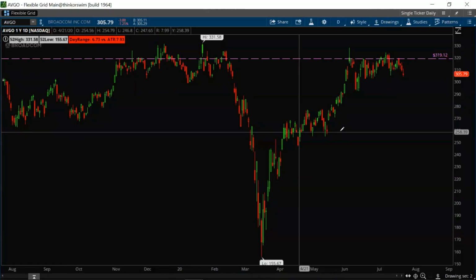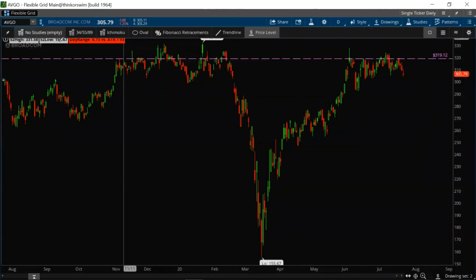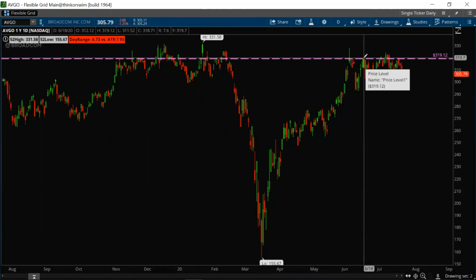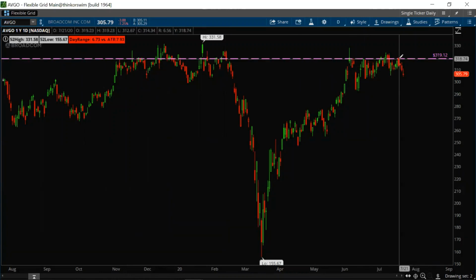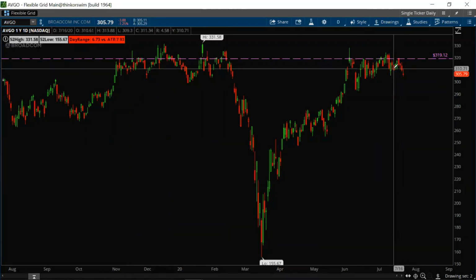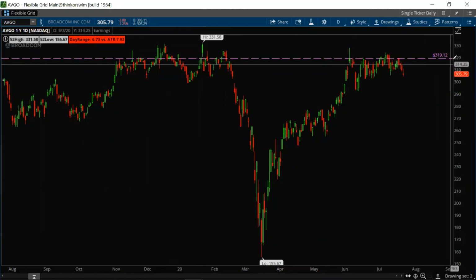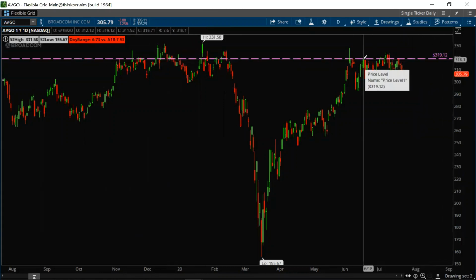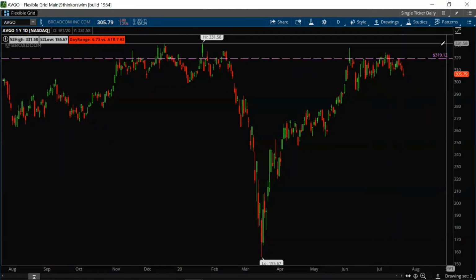The next level is 319.12. The reason I have that there is I had a line over here where it was resistance previously, tried to break through, couldn't sustain it, tried to break through, couldn't sustain it. So that was a resistance level that I had drawn on my charts. It also popped up here to that same level, got rejected, popped up here and got rejected again. So if we have an upside move, that 319.12 area is where I'm going to be looking for an initial target. Now, it doesn't have to get exactly there.